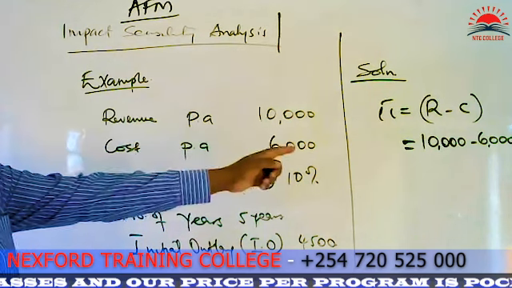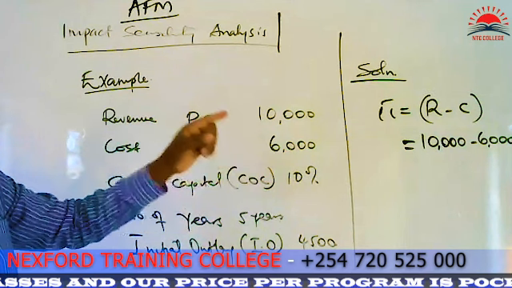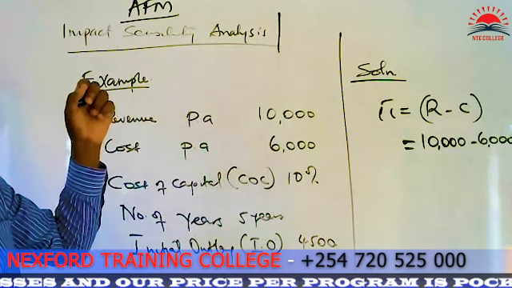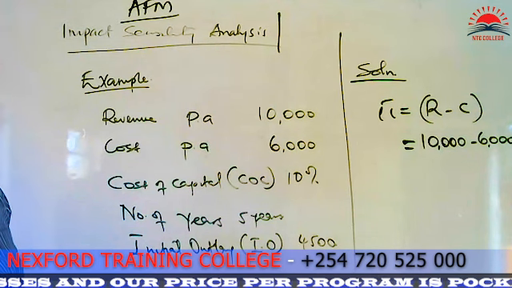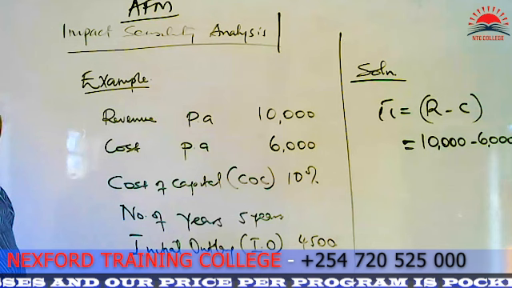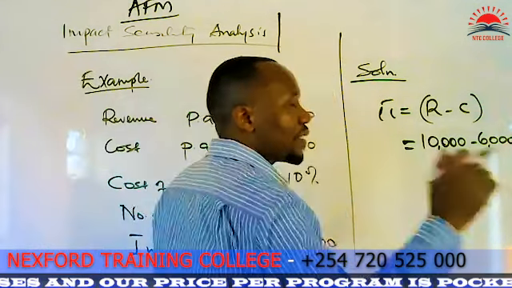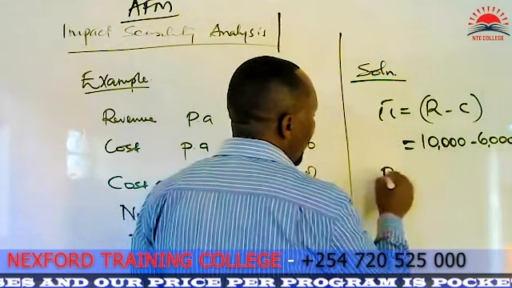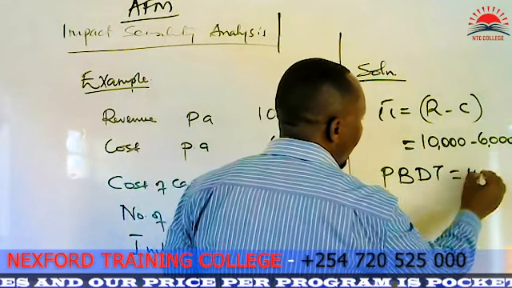Profit is the cash flow. That is money that has come in. The amount that we normally discount must be the free cash flow. Therefore, our free cash flow is normally profit minus all expenses. So this one is the same as profit before depreciation and tax, which is 4,000.